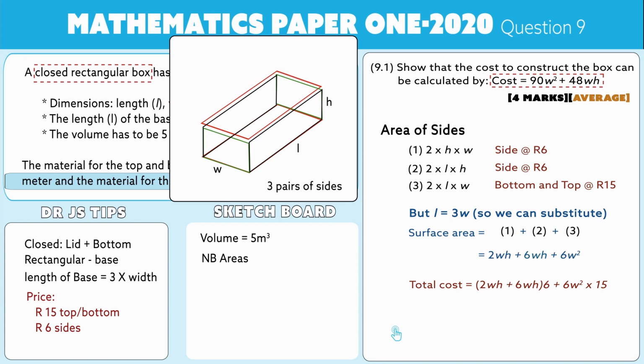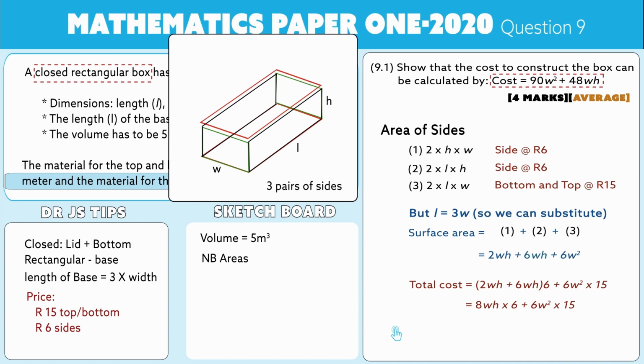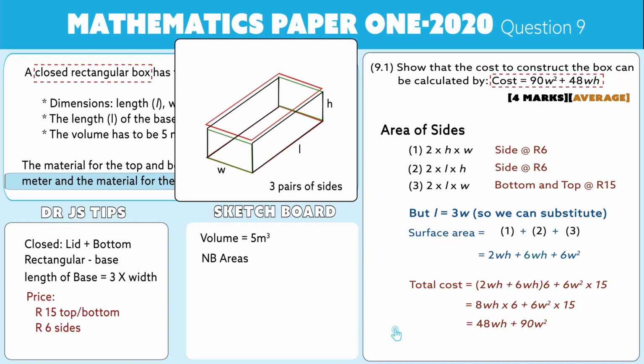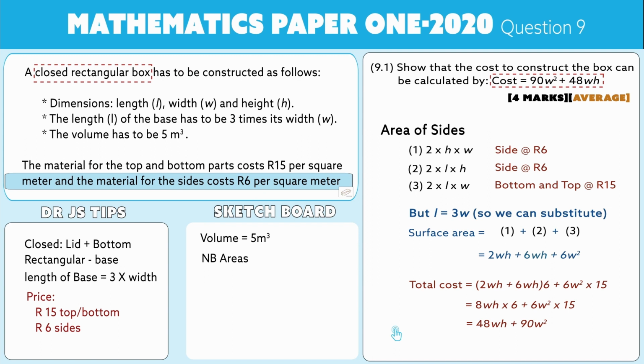Okay, so what do we have here? We have 2WH plus 6WH, which is 8WH, and we still have to times that by 6. Then we also have plus 6 multiplied by 15 multiplied by W squared. Okay, folks, so finally we have 48WH plus 6 times 15, which is 90W squared. Now that's our cost in terms of the W and the H.